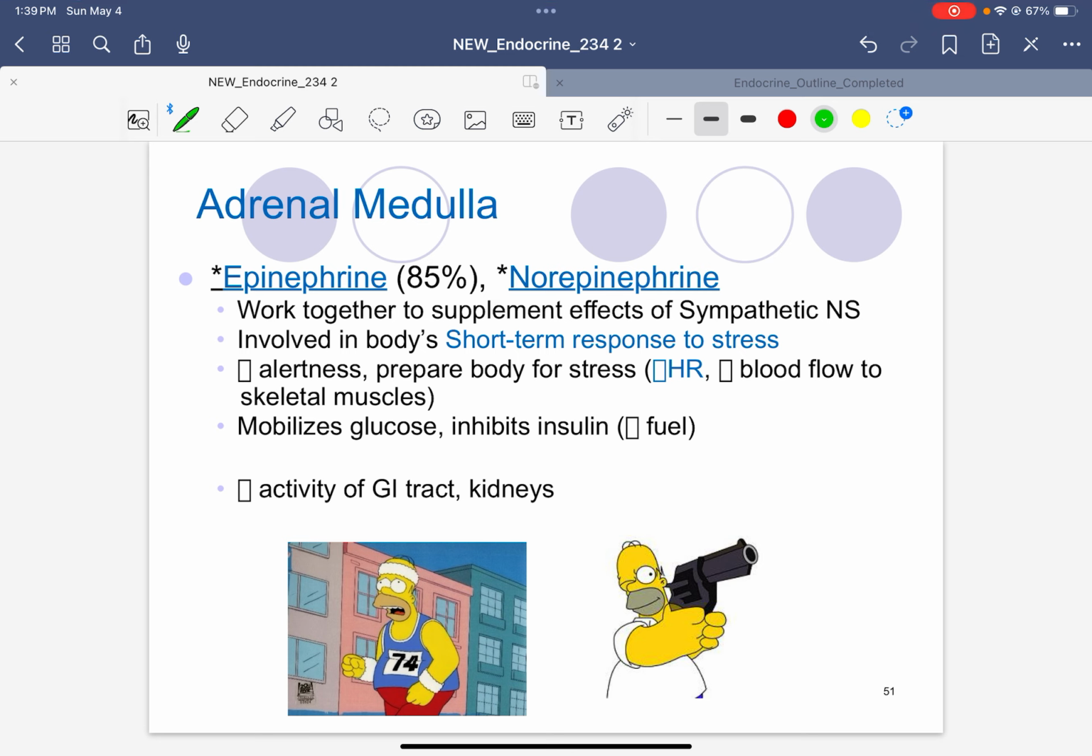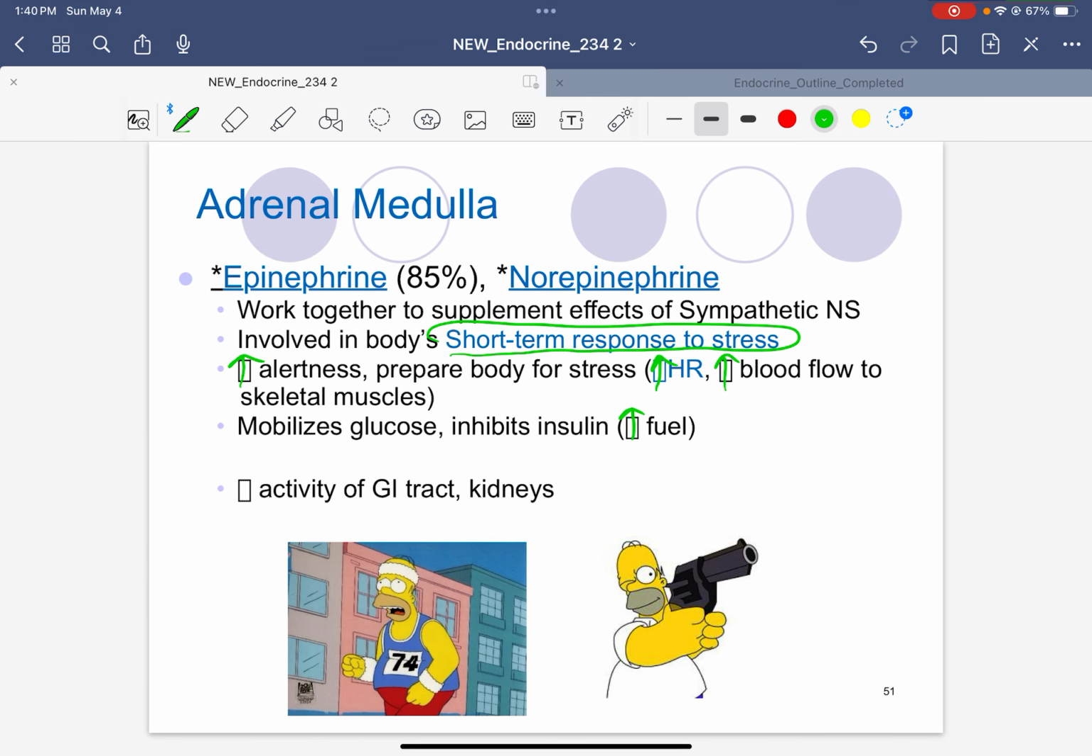Response to stress. The adrenal medulla works together to help our body in the short-term response to stress. It makes us more alert, increases heart rate, increases blood flow to skeletal muscles, gives us more fuel. This is our fight or flight. When we're exercising, isn't exercise a stress? It's a good stress, but it's still a stress. We actually want these short-term response to stress hormones. It's going to pump more blood to our heart and our muscles.